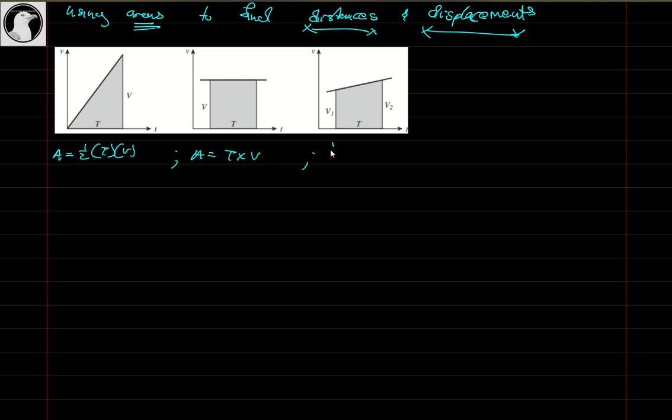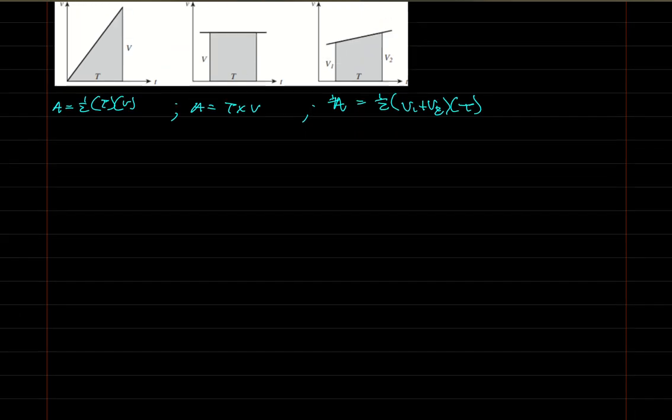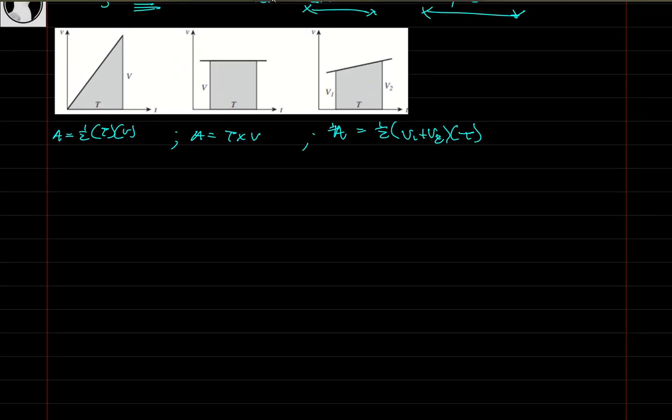The trapezoid's area would be equal to half the parallel sides, which is V1 and V2, multiplied by the distance between those parallel sides, which is T. So what do we do with all of this? Now I'll show you in my first example how we can take advantage of this.